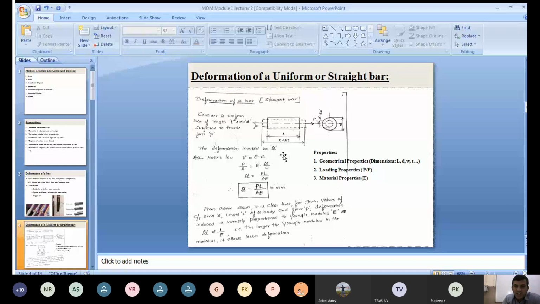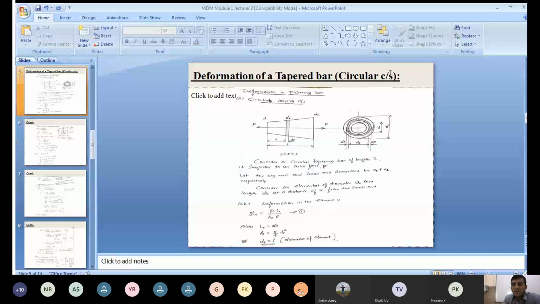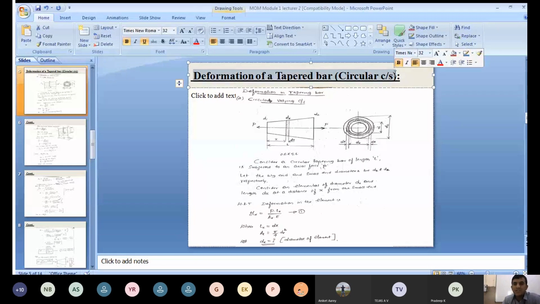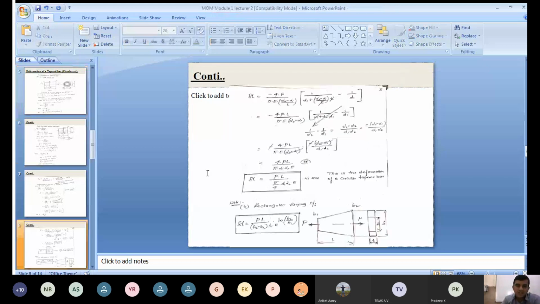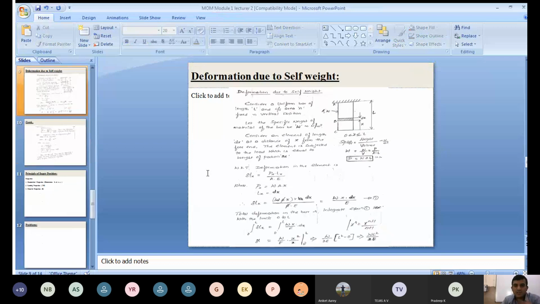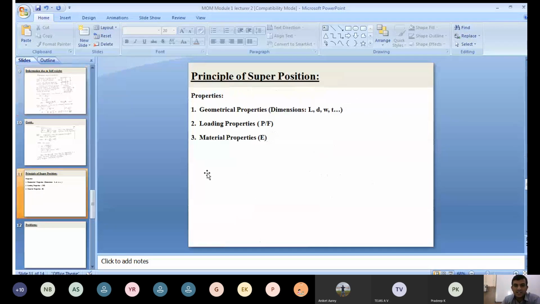A very important derivation is the deformation of a tapered bar, which may have a circular cross section or other tapered cross section. Maximum 90 to 95% of questions will be on circular cross sections. In previous year question papers you will see questions like derive the deformation of a circular tapered bar. You should write these things. For the exam, practice this derivation and also remember the formula so you can solve problems based on these types of bars. Next class we'll discuss these things.